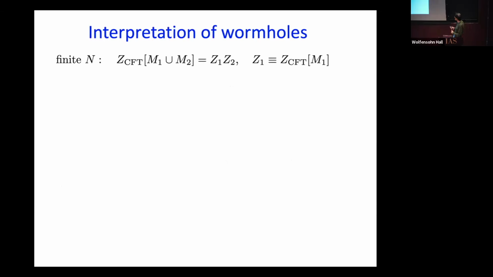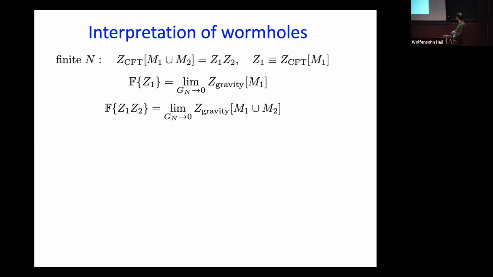So now let's just imagine at finite n, you consider the CFT on this disjoint manifold. Then, of course, they factorize. This is Z1, just the partition function on M1. If you apply the filter to Z1, you get the gravity partition function with boundary M1. So this is a single boundary. And now if you apply the filter F on Z1 times Z2, then this should be identified with the gravity side with disjoint boundaries M1 and M2.